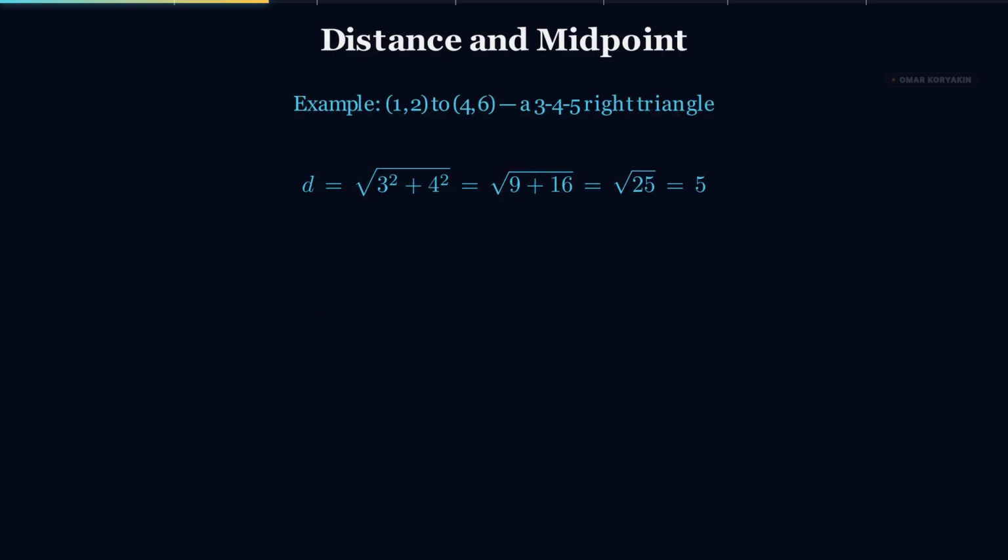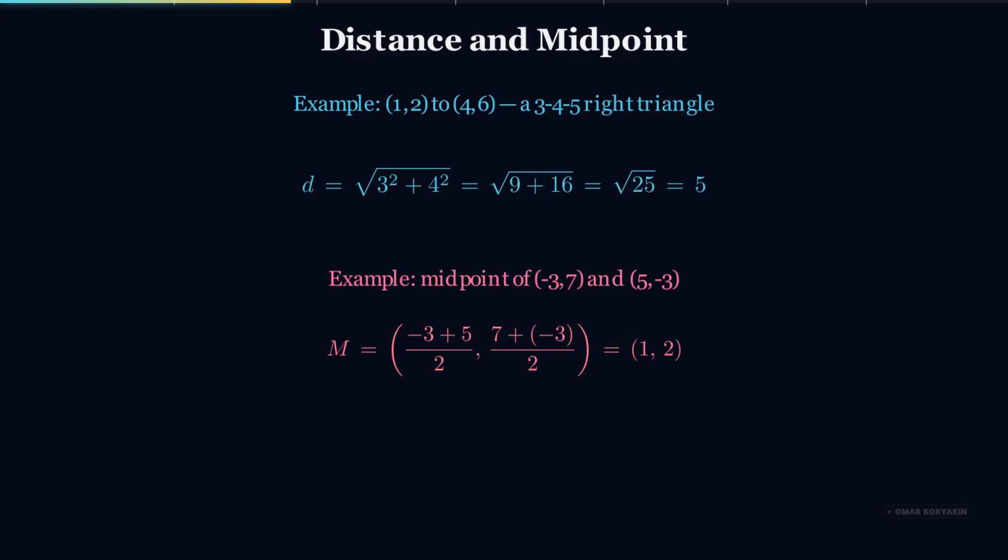Step 1 in the workflow for distance. Identify the 2 points and label one as point 1 and the other as point 2. Subtract the x coordinates to get the horizontal separation and the y coordinates to get the vertical separation. Square each separation. Sum the squares, take the square root, and the result is the distance between the 2 points.